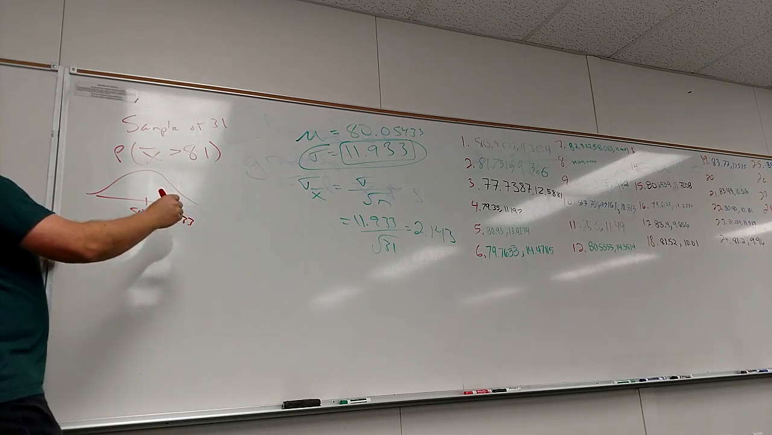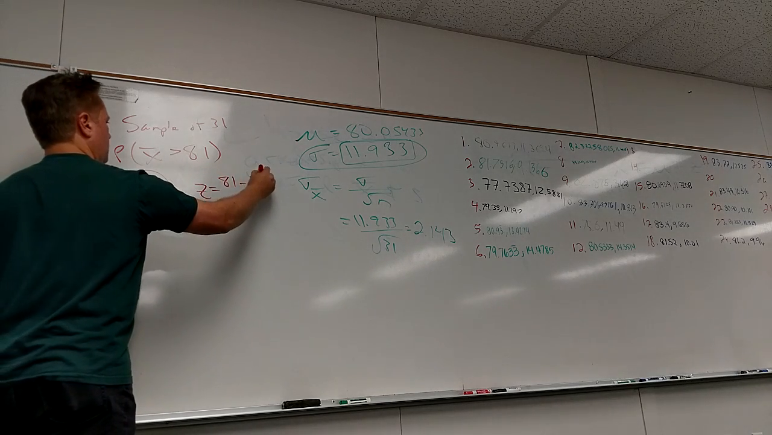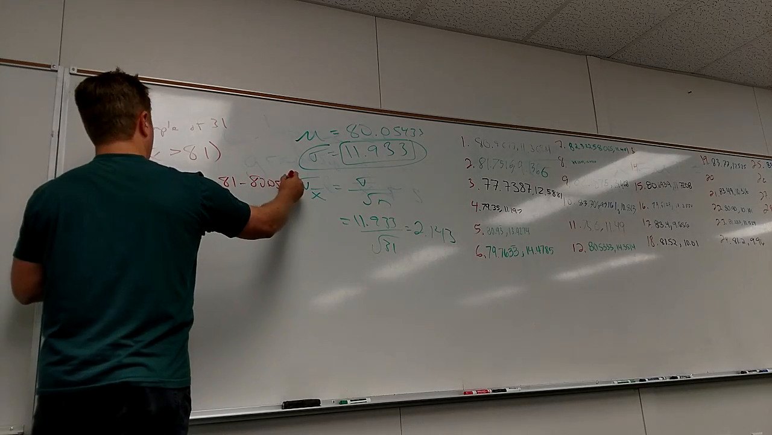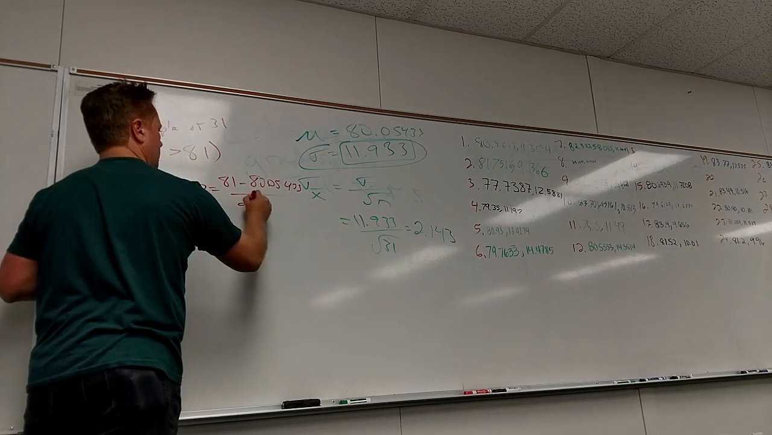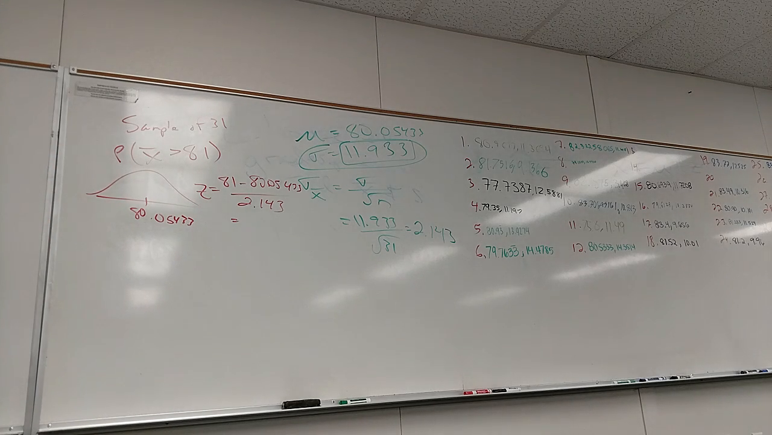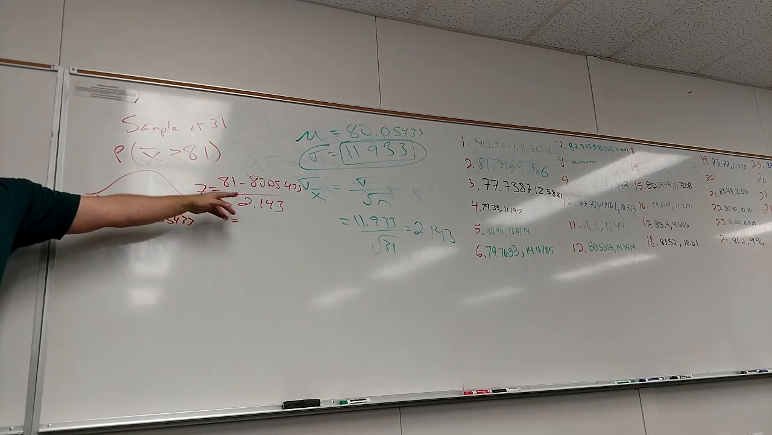80.05433. I like it. Then I make my z-score. 81 minus 80.05433 divided by the new standard deviation. Right? So I want to know the probability that a group of 31 has a mean greater than 81. I've got to use the new standard deviation.